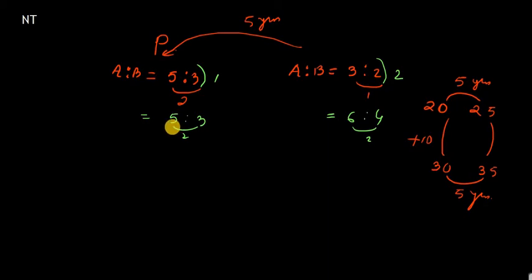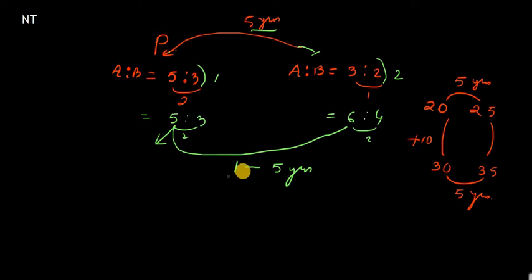Here A is 5 in the present, and after 5 years A is 6, that means the gap is 1 unit. I have a question also: after 5 years, in terms of ratio it is 1 unit, and in terms of years it is 5 years. So if 1 unit is equivalent to 5 years, 5 units is 25. So the present age of A is 25 years.